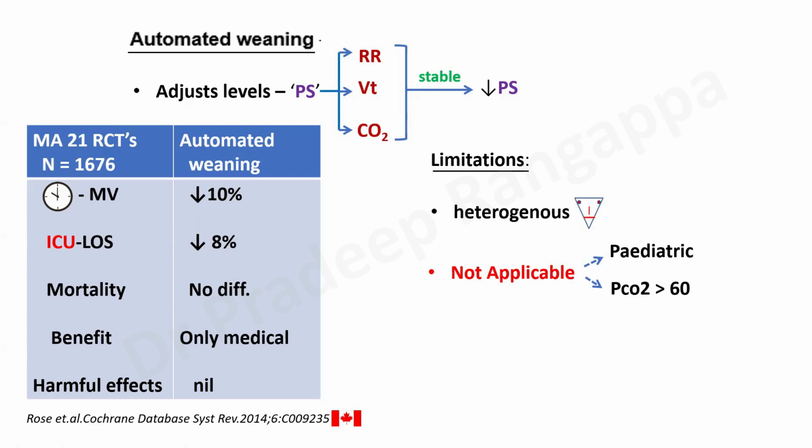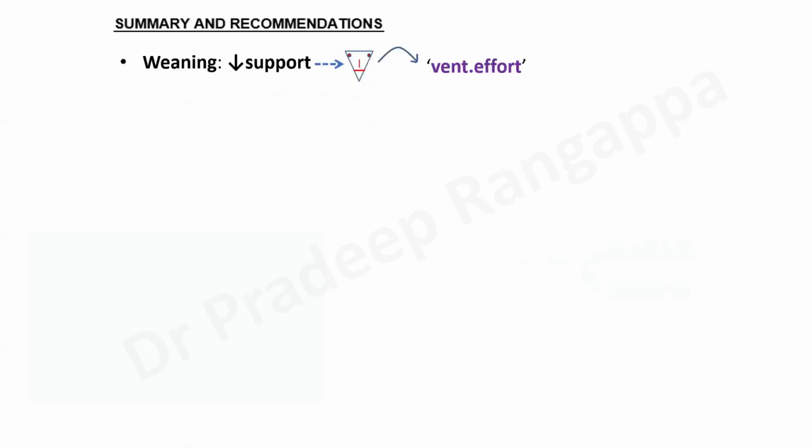So if you have proportional assist ventilation or adaptive support, you could use this also as a mode of weaning, where you don't have to keep tweaking manually. The ventilator is assessing every breath and auto-adjusting the pressure. So that's a brief overview.